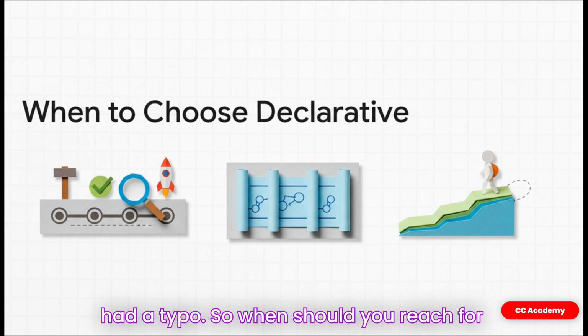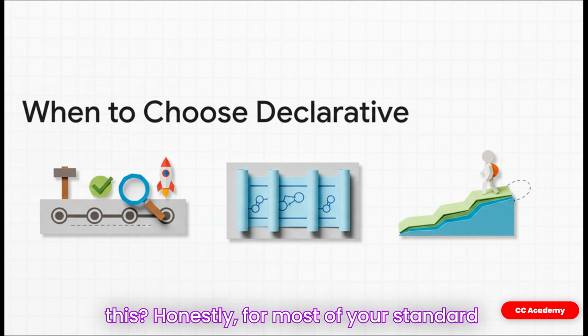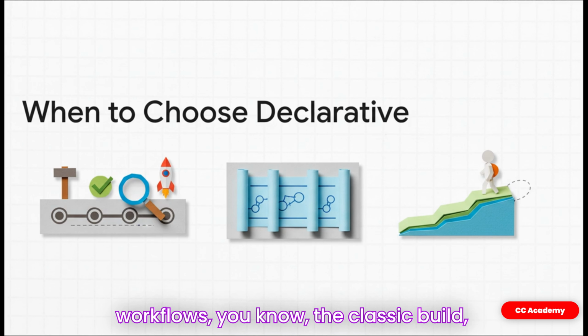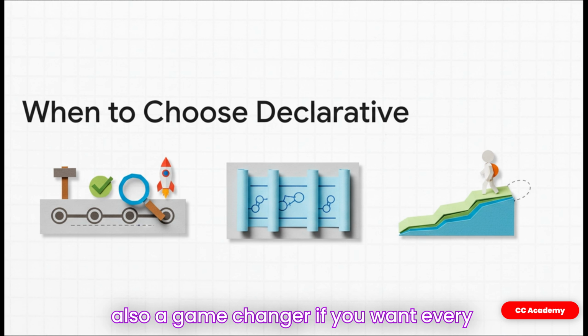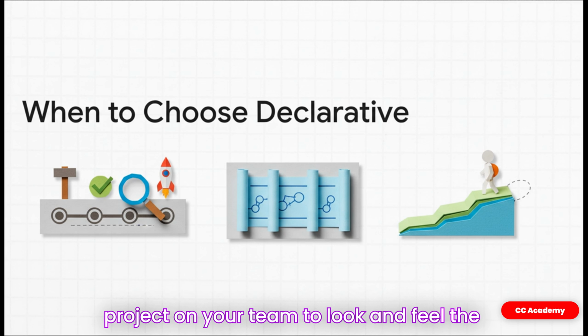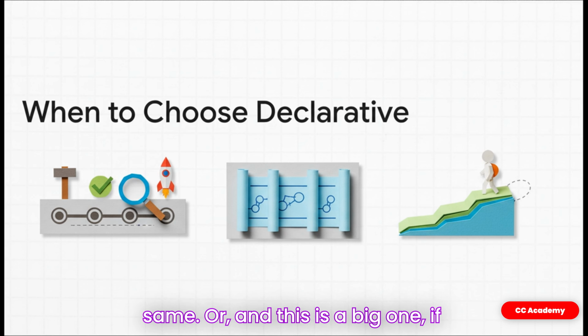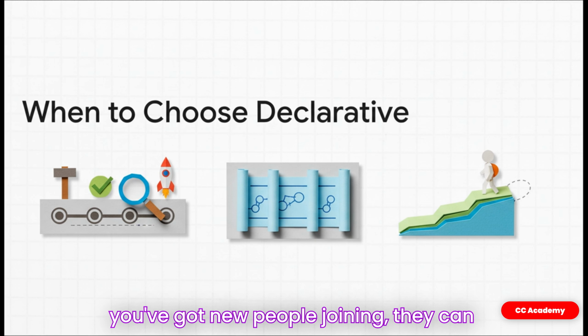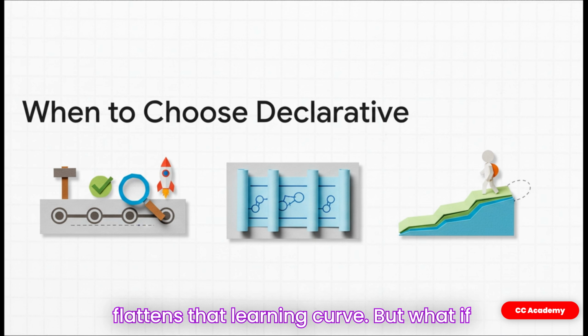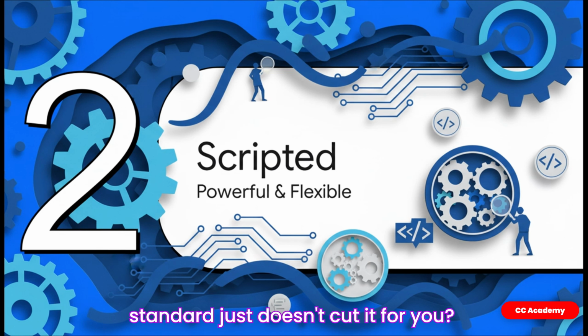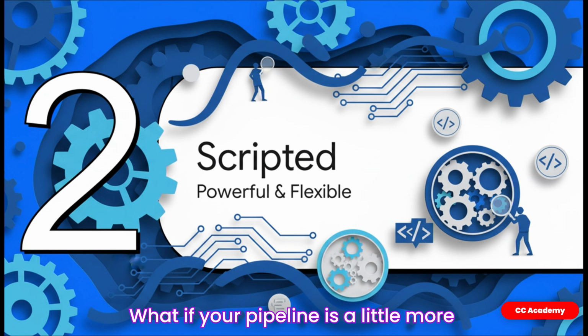So when should you reach for this? Honestly, for most of your standard workflows, the classic build, test, deploy, it's perfect. It's also a game changer if you want every project on your team to look and feel the same. Or, and this is a big one, if you've got new people joining, they can get up to speed so much faster. It really flattens that learning curve. But what if standard just doesn't cut it for you? What if your pipeline is a little more unique?